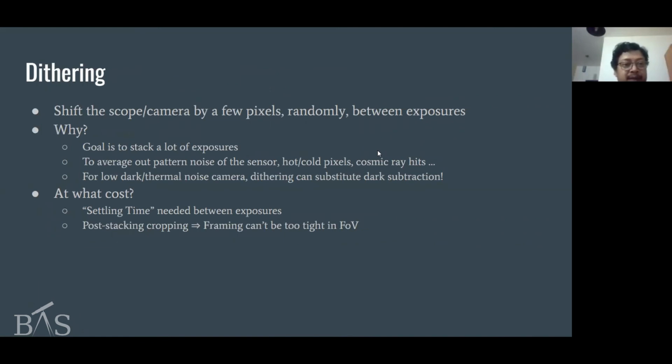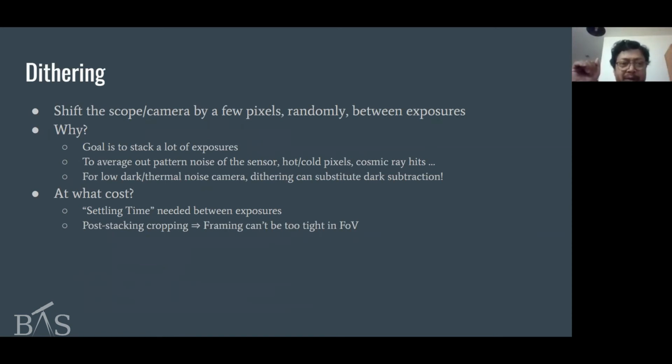Okay, so then move on to dithering. Dithering is a concept where we move the scope of the camera by a few pixels randomly. Randomly is the keyword here, between exposures. So why do we do it?